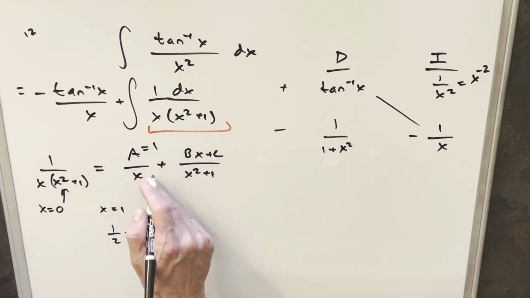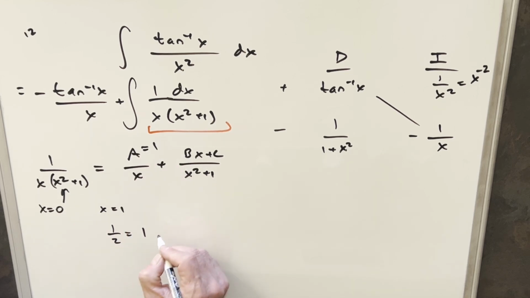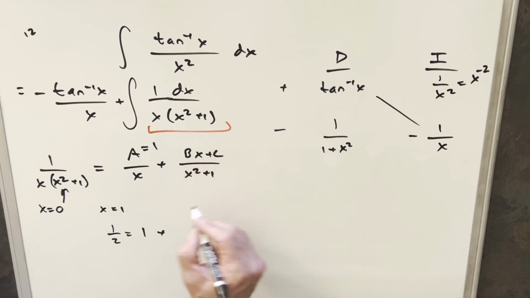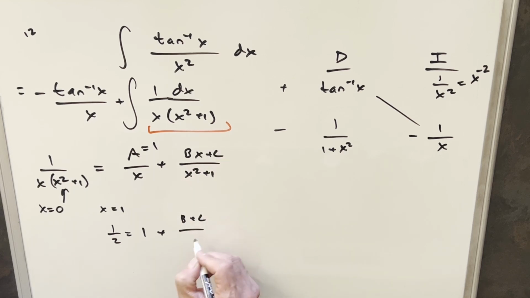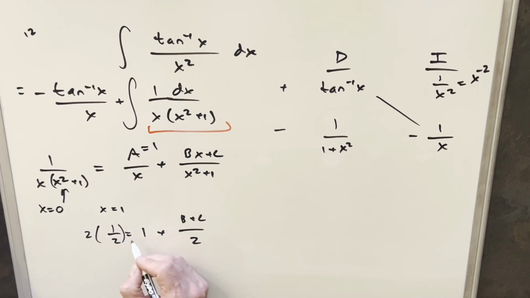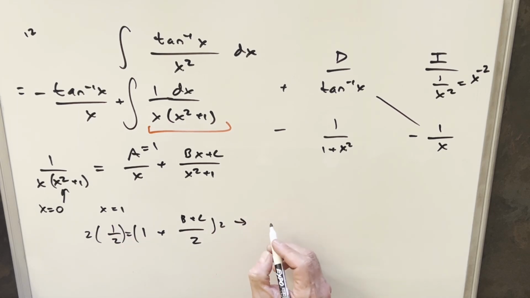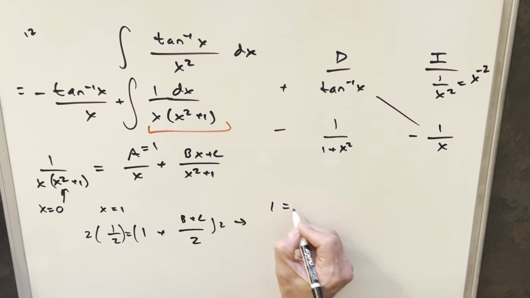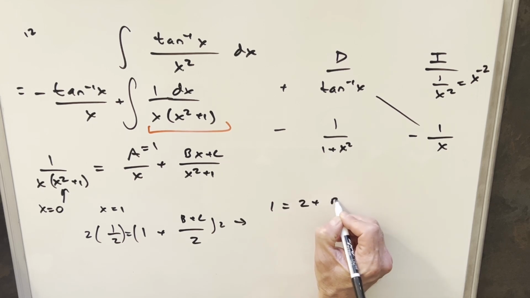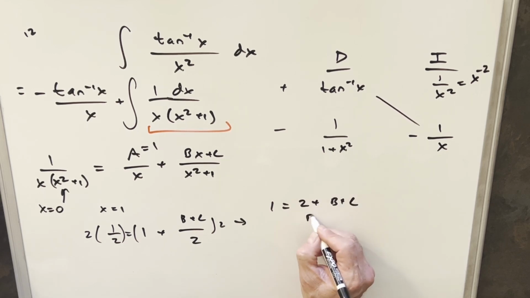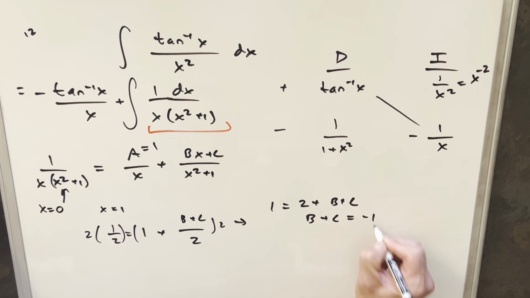This is going to become 1 over 1 when I plug a 1 in here. Then for bx, we plug a 1 in here, we're going to have b plus c, and this is going to be over 2. I think I'll just remove the fractions by multiplying by 2 on both sides. So we'll have an equation that 1 equals 2 plus b plus c, and that's going to give me b plus c equals minus 1.